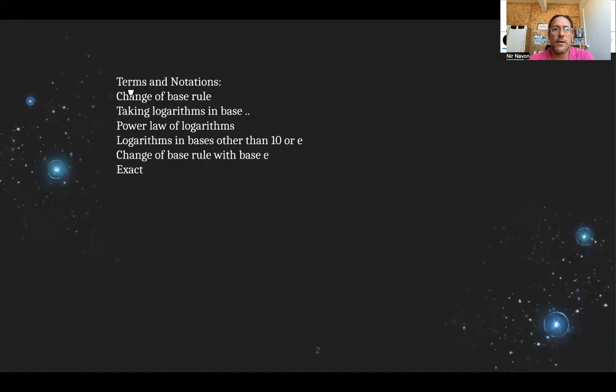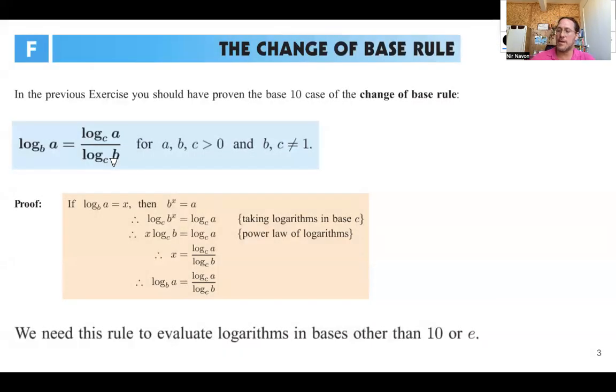So today we'll talk about the change of base rule, taking logarithms in base, the power law of logarithms, logarithms in bases other than 10 or e, the change of base rule with base e, and most importantly, understanding what it means to give an exact solution. The change of base, reminding you that the base would be the base over here.